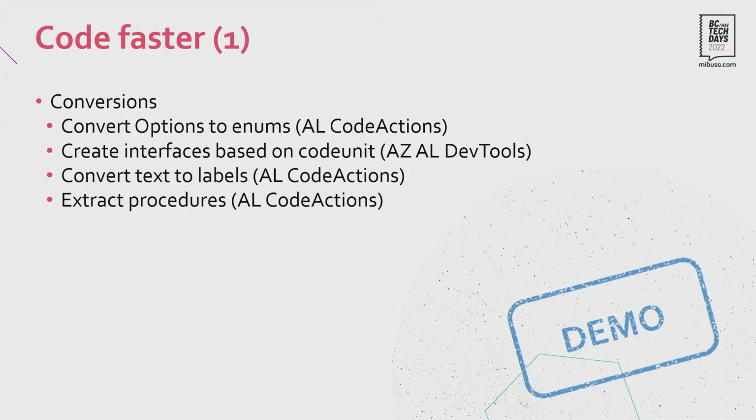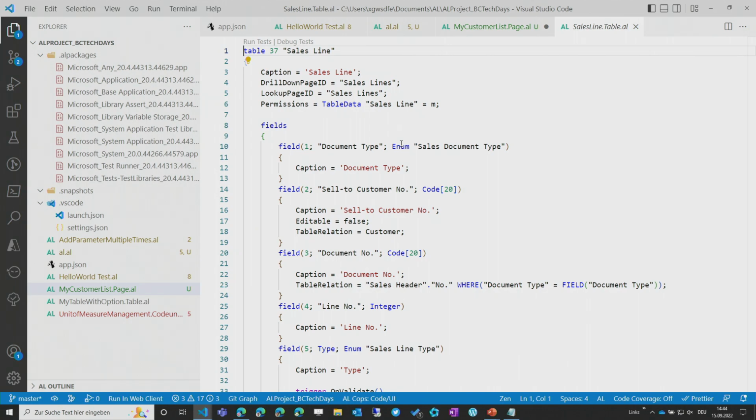Okay. Then how can we code faster? I think there we do have a few conversion things. So there's already something in the code and we can convert it. For example, we can convert options on the fly to enums. So if we are using them in another place in the code as well, then we can convert it to an enum and use it at other places as well. We can create interfaces based on codeunits. So that's also nice functionality and saves you quite a lot of typing. You can convert text to labels, you can extract procedures and so on. I will show that shortly to you.